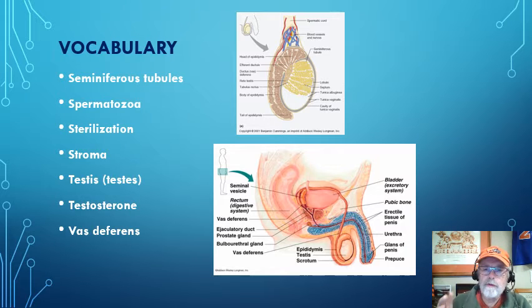Stroma is just the tissue of the testes. I don't think I'd worry about that. Testes, we know what they are already. Place where we make the spermatozoa. Testosterone is a male hormone. Again, that male hormone testosterone is present in both males and females. Females will have a little bit, but males, the concentration is much greater than in females. And females have more estrogen, but also males have a little bit of estrogen.